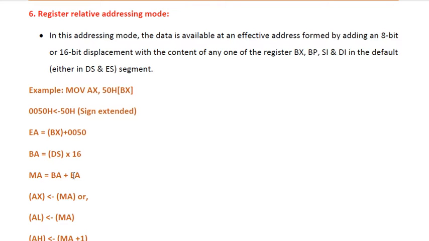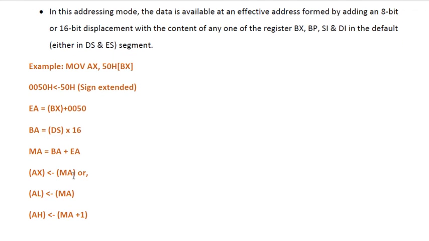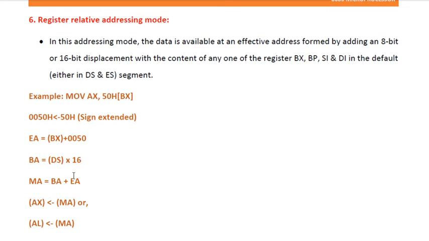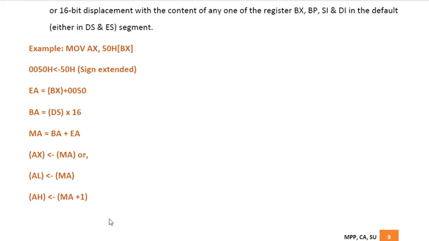So now we move the content of the memory location to the register AX, that is, the content of the memory location to AL, and the memory address plus 1 to AH. So this is how register relative addressing mode basically works. In register relative addressing mode, the data is available at the effective address formed by adding an 8-bit or 16-bit displacement with the content of one of these 4 registers: BX, BP, SI, and DI.